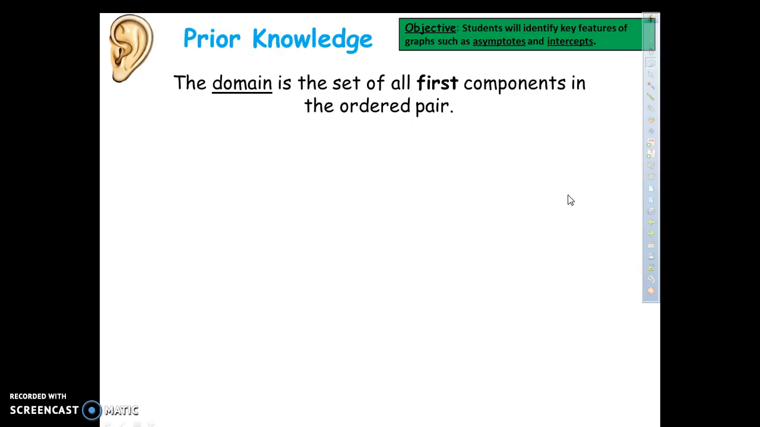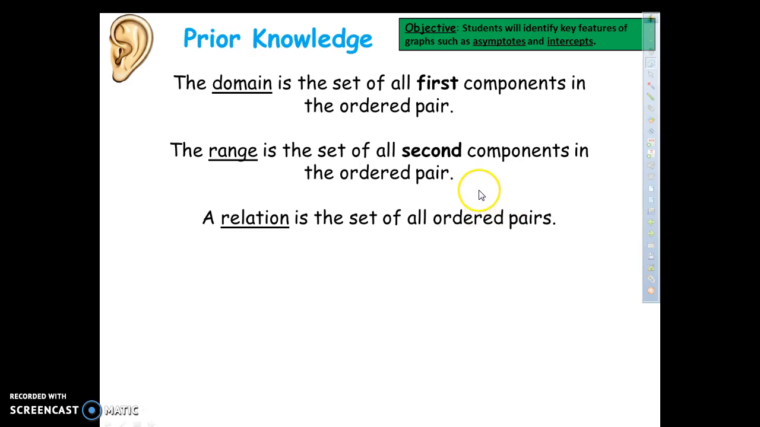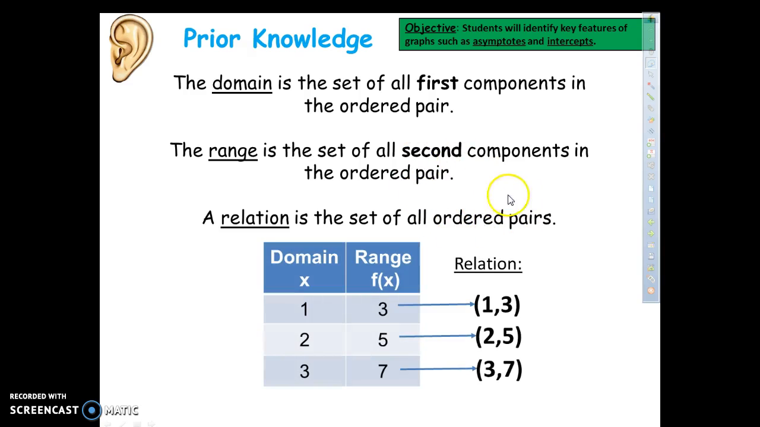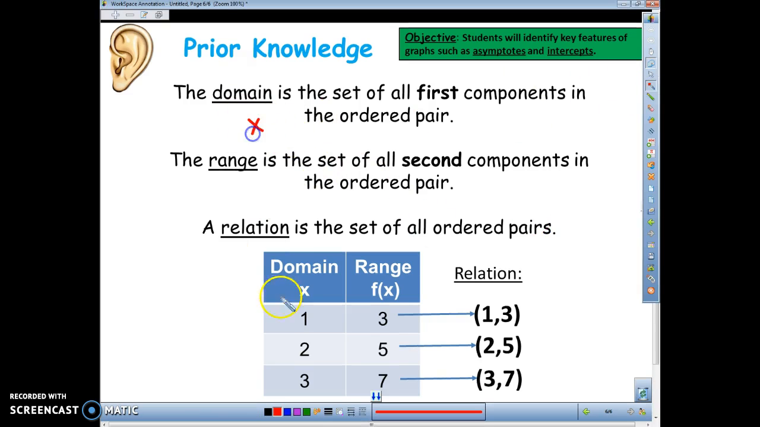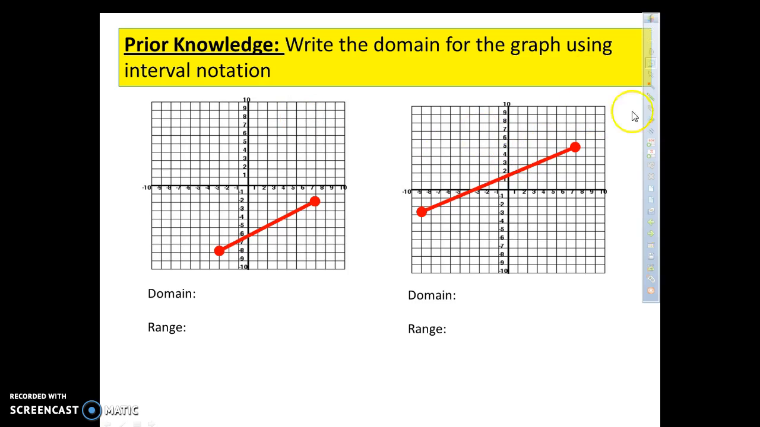So, activating your prior knowledge, the first thing we're going to talk about is domain. Remember that domain is all of the first values inside an ordered pair. The range is the second values, and the ordered pair is just indicative of a relationship, especially when we're talking about functions. So, plain and simple, right? Domain values are my x's, my range values are my y's, and I can identify them easily in a table. We can also identify them, remember, from a graph.